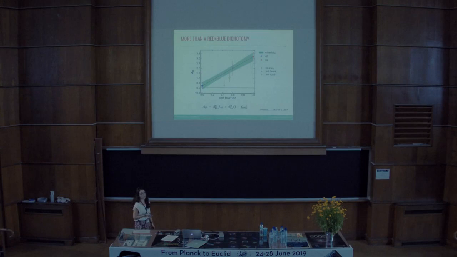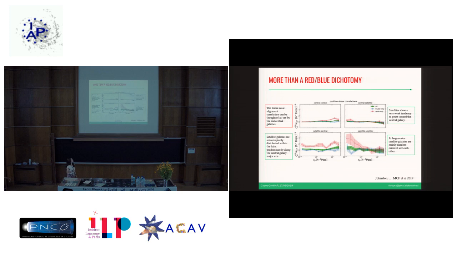We tried to investigate this further, studying the correlation between centrals and satellites separately. So we use the centrals as a position tracer and the satellites as shapes, and so on for all of the four possible combinations.